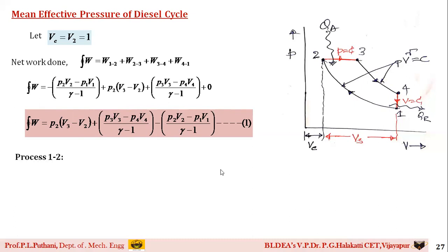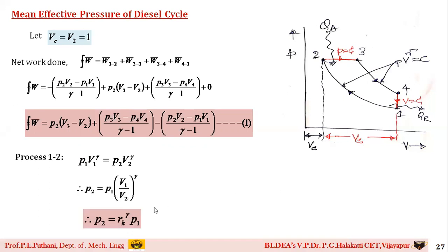For the process 1 to 2, students, I am applying the pressure volume relation, that is P1 V1 raised to gamma is equal to P2 V2 raised to gamma. Please observe this PV diagram carefully. When the piston moves, air is compressed from 1 to 2, and this ratio we call the compression ratio, that is RK is equal to V1 by V2. So I can write this as P2 is equal to P1 into V1 by V2 raised to gamma, or P2 is equal to RK raised to gamma into P1.